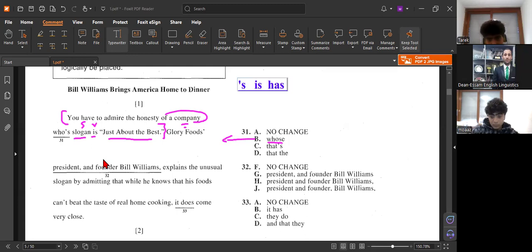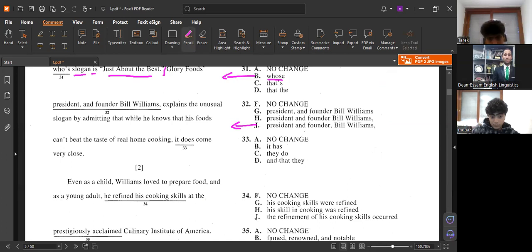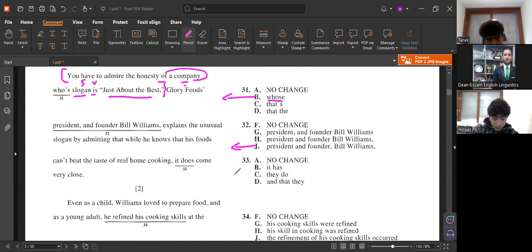Number 32, what's yours? I put J for 32. Letter J, it is correct. 33. For 33, I put B. B, wrong. Who comes very close? What comes very close? Read again.